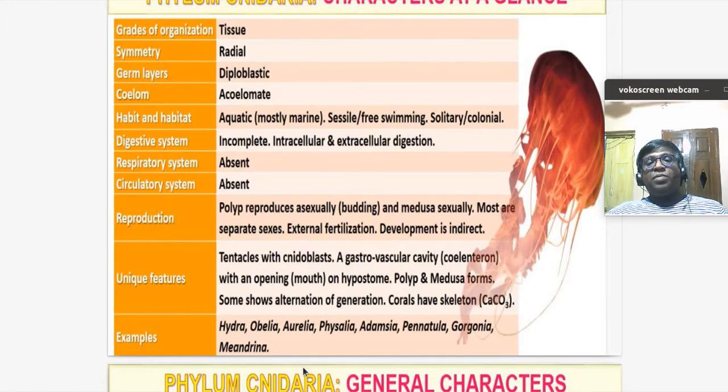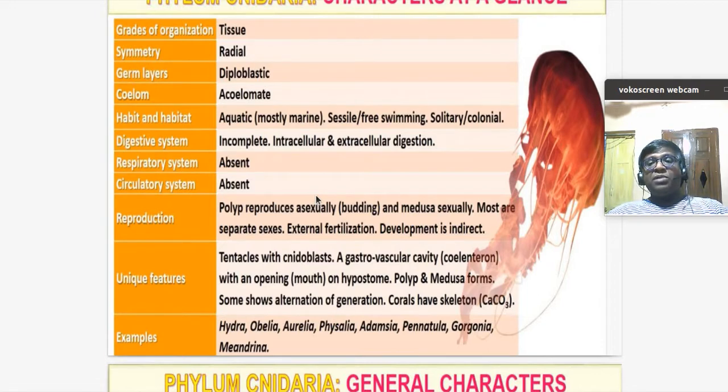So you have to remember about this. They have a tissue grade of organization and radial symmetry. They exhibit diploblastic organization, that is, they have two germ layers. Coelom is absent, that is why they are called acoelomate. The majority of them are marine forms. A few of them are sessile or free swimming. A few of them are found alone or in colonies, solitary or colony. The digestive system is incomplete because they have a single opening for both mouth and anus. They exhibit intracellular and extracellular digestion. Respiratory and circulatory systems are absent.